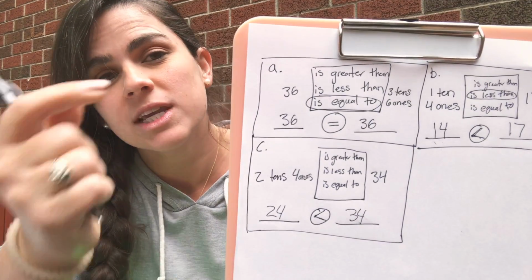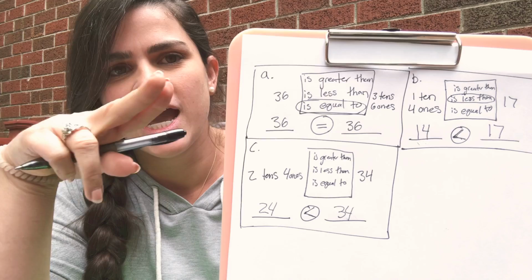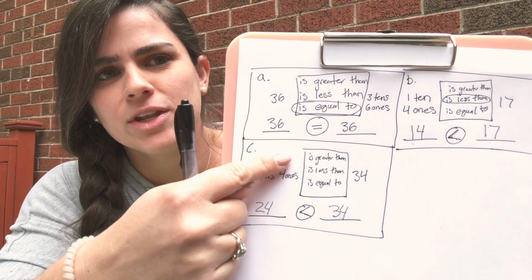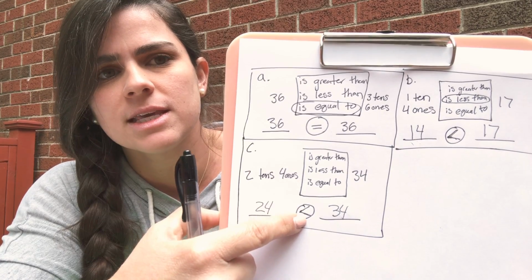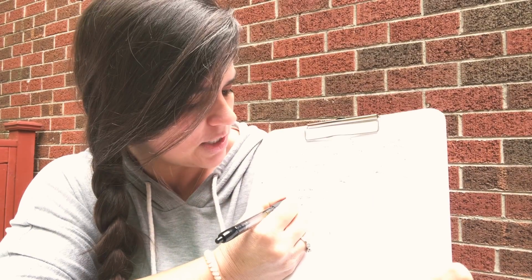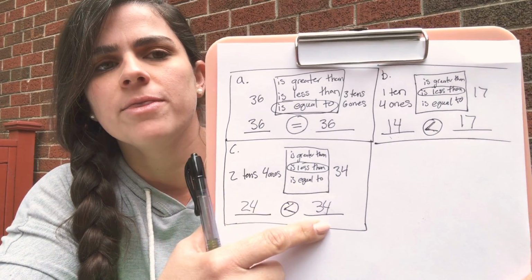And then, just like in the last lesson, actually, you were reading it out loud. Now you're just adding something to it. You're reading it out loud, and then you're circling what you just said. So 24 is less than 34. So I just need to circle what I just said, less than. 24 is less than 34.